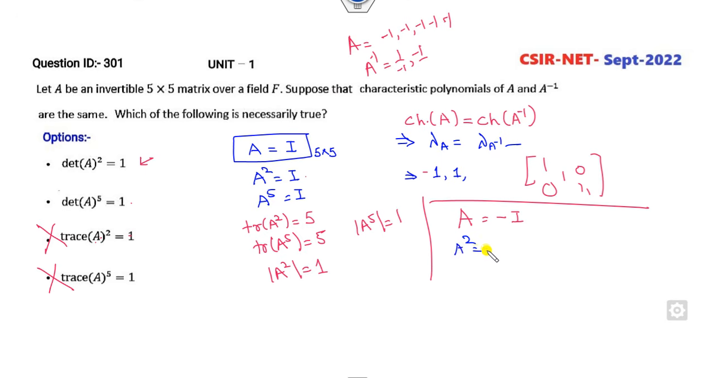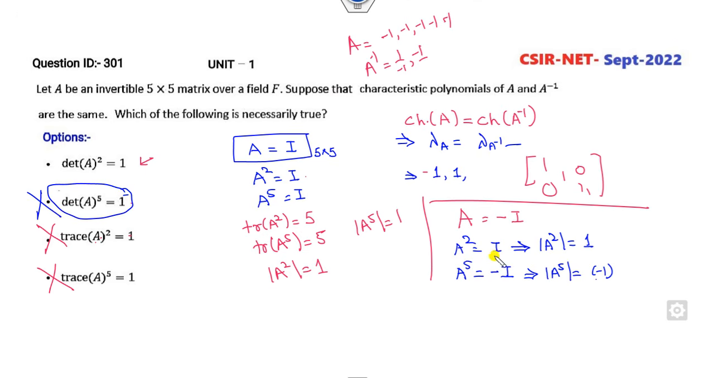What is A square? It is I. What is A raised to power 5? Minus of I. What is the determinant of A square? 1. What is the determinant of A5? Minus 1. But the option said determinant is plus 1. So based on this counter example, this cancels out. So only one option is left, and that is the correct option.